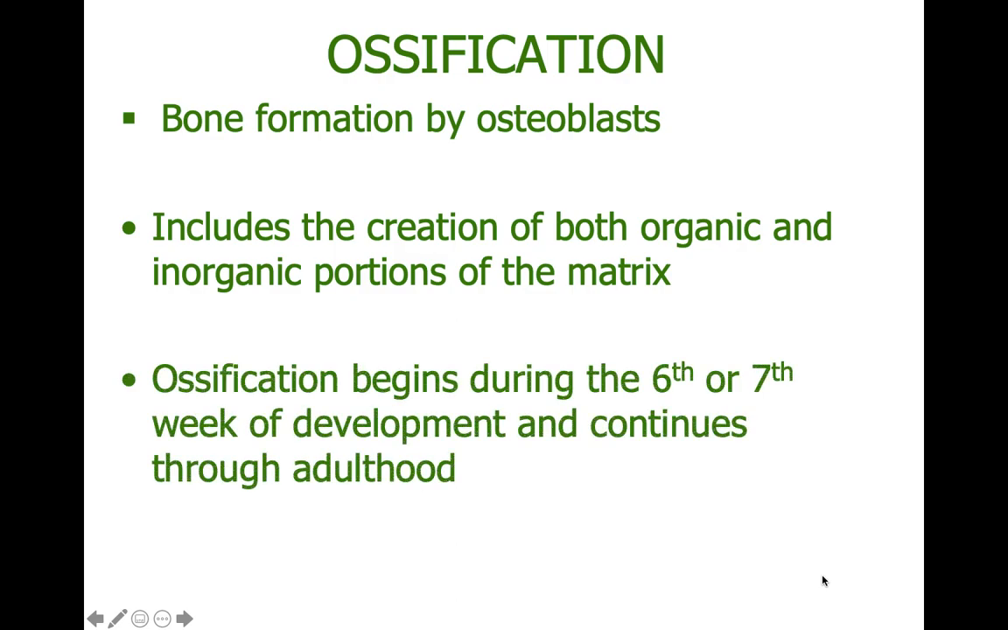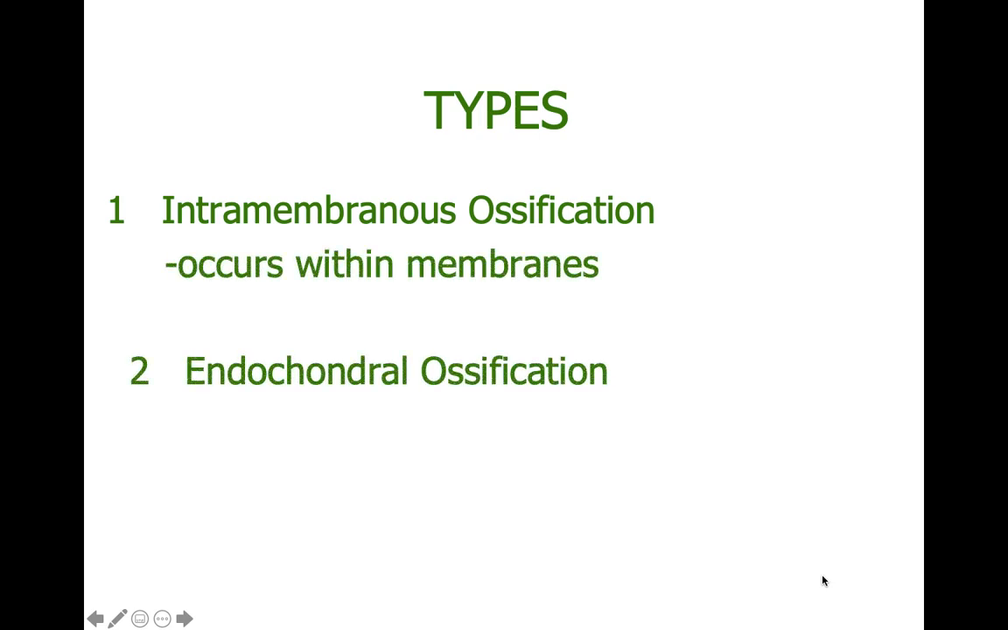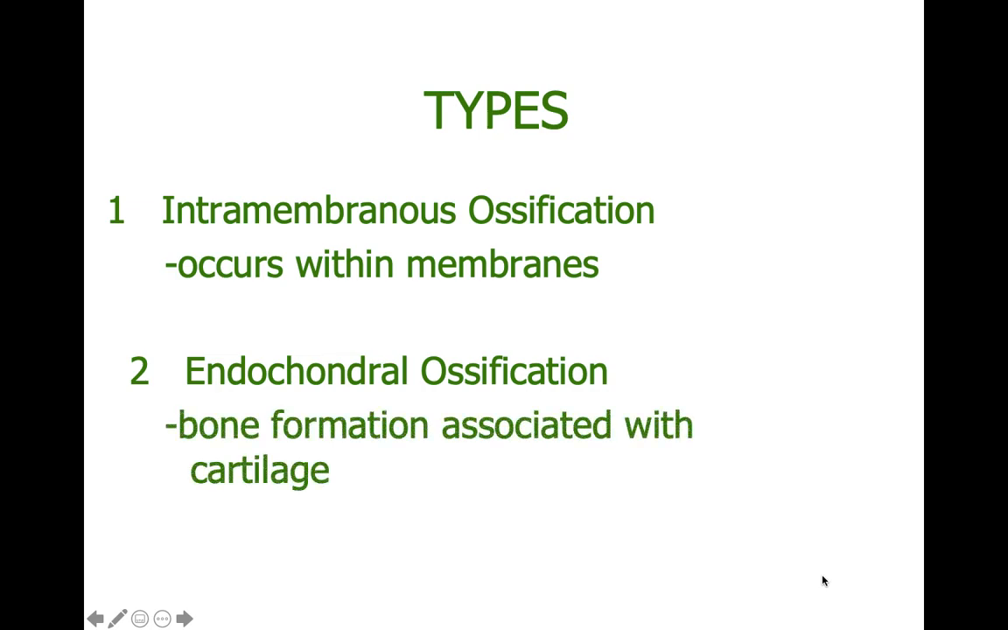Ossification begins during the 6th or 7th week of development in utero, inside of the mom while she's pregnant, and continues throughout adulthood. There are two types of ossification. We can have intramembranous ossification, which is going to occur within membranes, and endochondral ossification. Now that we know the root chondro is cartilage, endochondral is going to mean that it's going to occur within a cartilage.